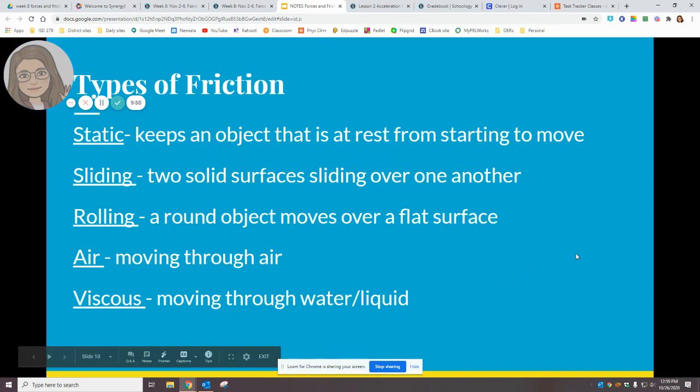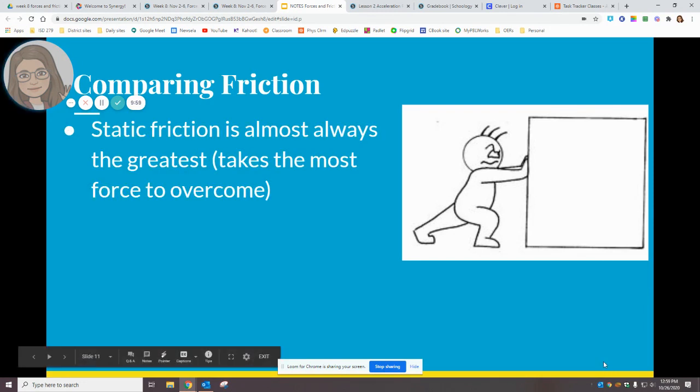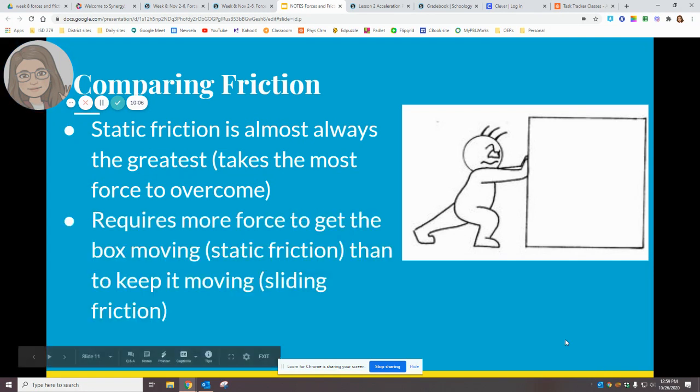In comparing friction, which one's hardest and which one is the easiest? I kind of hinted at it already, but static friction is the greatest. It takes the most force, or if you like the word effort, to overcome. It requires more force to get a big box moving, static friction, than it does to keep it moving in terms of sliding friction. So sliding friction is less than static friction because it's easier to overcome. It requires less effort, less pushing, less pulling.